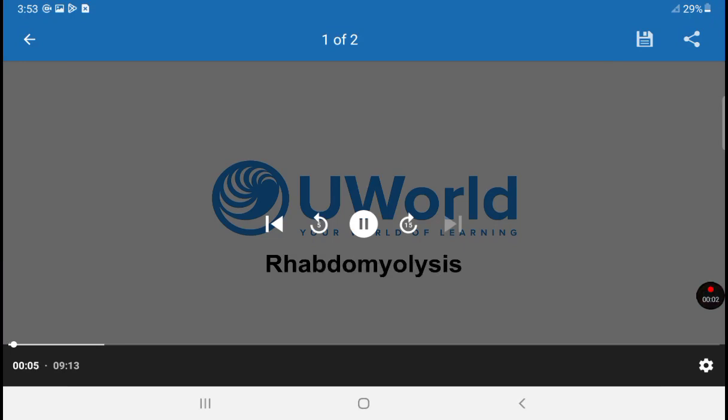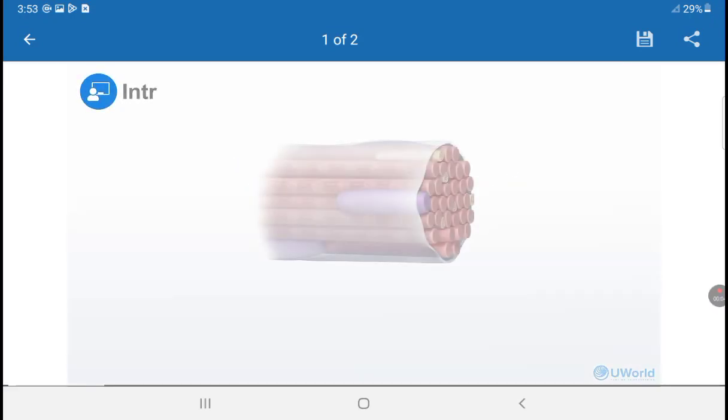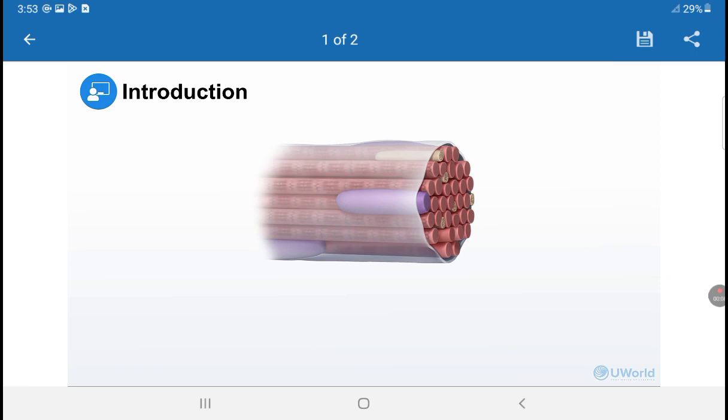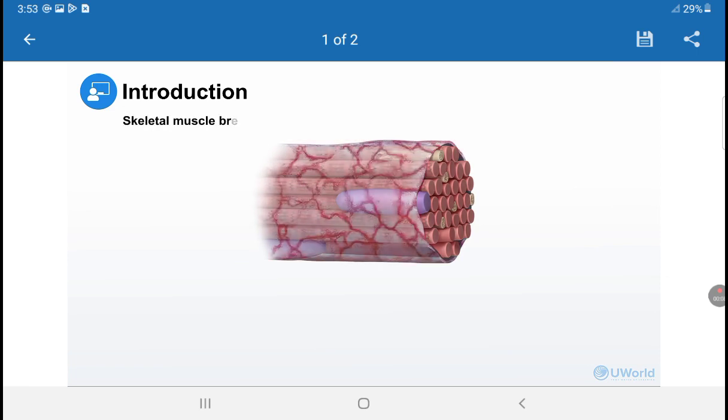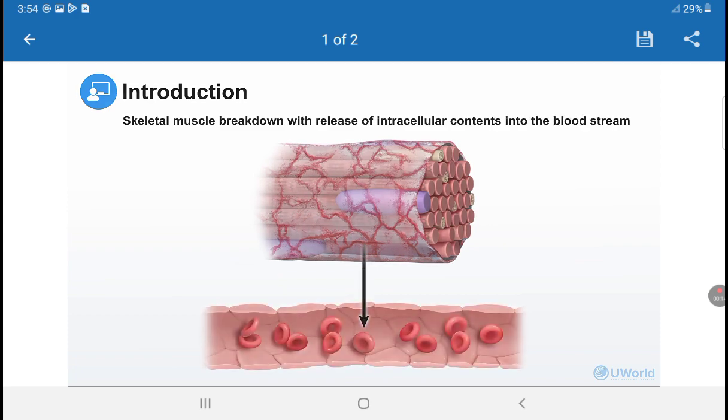Rhabdomyolysis. Rhabdomyolysis is a clinical syndrome characterized by breakdown of skeletal muscle fibers with subsequent release of muscle cell contents into the bloodstream. Rhabdomyolysis can develop due to a wide variety of precipitating events and conditions.